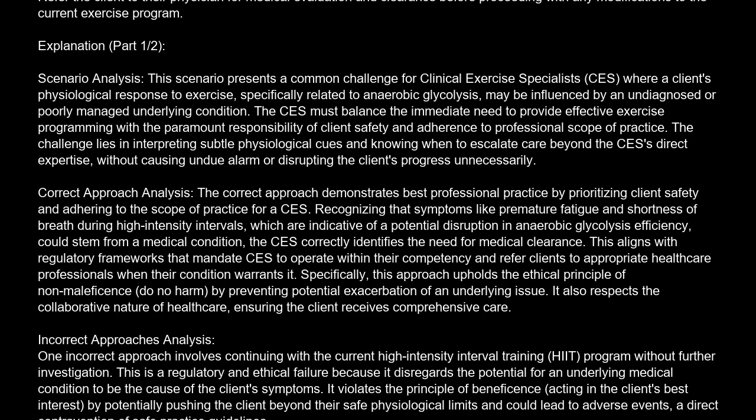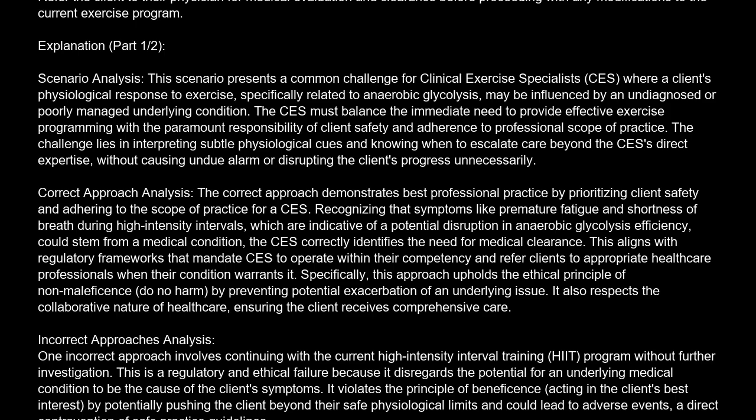Specifically, this approach upholds the ethical principle of non-maleficence, do no harm, by preventing potential exacerbation of an underlying issue. It also respects the collaborative nature of healthcare, ensuring the client receives comprehensive care.